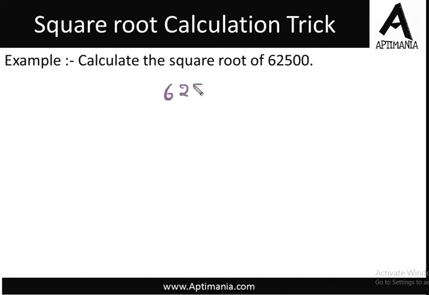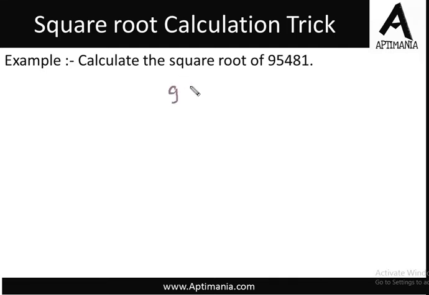62500. First pair of 2 and that of remaining numbers. Now 00. We know that 0 at the end of the square is only possible in case if the number is also ending in 0. So the unit digit of the number is 0. Now 625 is square of 25. So we will simply substitute 25 over here. Right? So the answer to this question is 250.